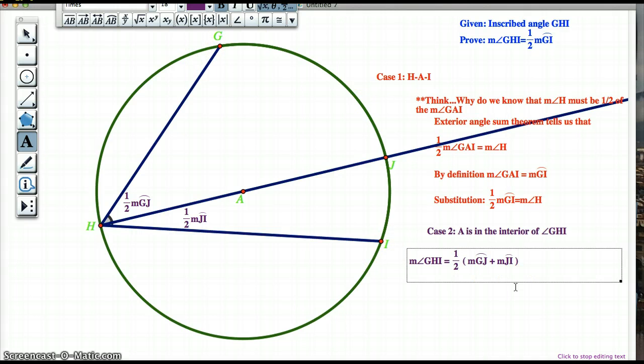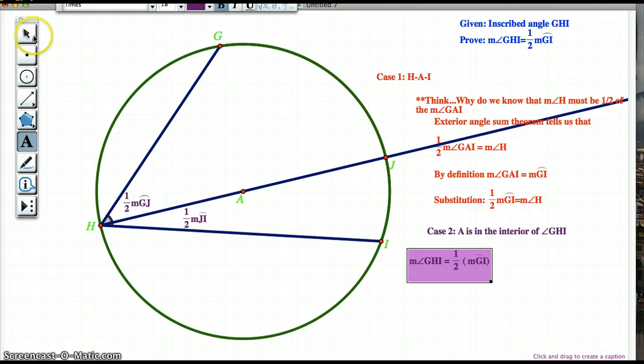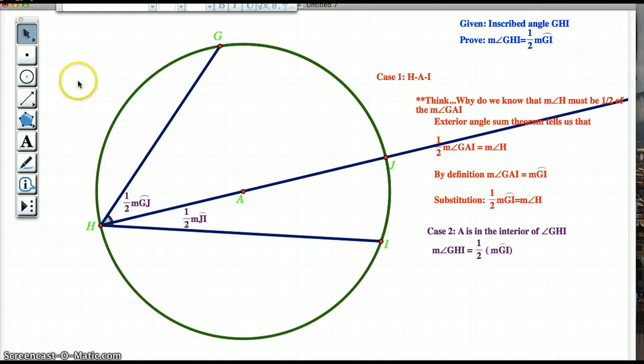So this is sort of arc angle addition, right? So it's really just saying that if I add two arcs that are right next to each other, I get the full arc. So this is the same thing as GI, and we're done. That was pretty easy, right? We have one case to go, and the last case is going to be where A is not in the interior of the circle, and A is not in the interior of the angle.